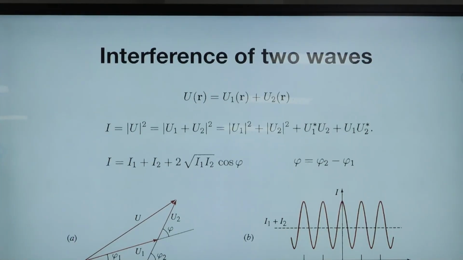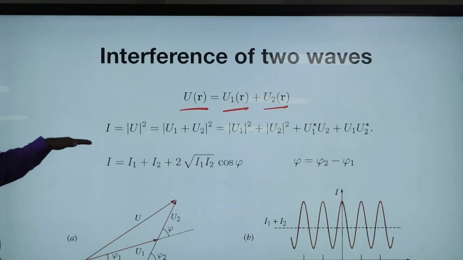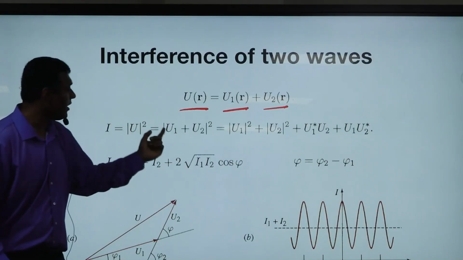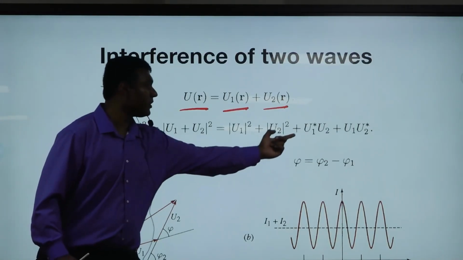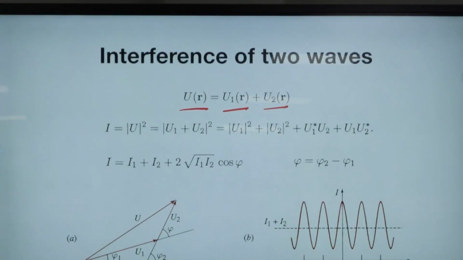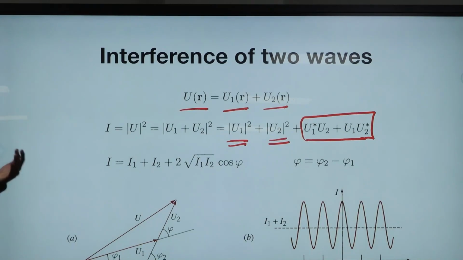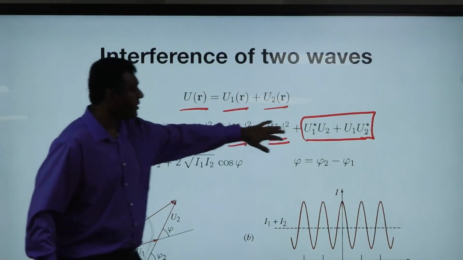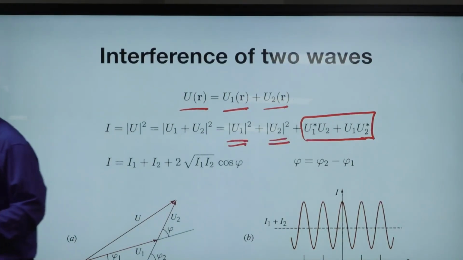In other words, you add u1 of r and u2 of r. I told you that the process of making a measurement of light is equivalent to finding the intensity, and when you find the intensity, you take the magnitude square. That's the definition of intensity. When you take the magnitude square, you have |u1 + u2|². So you will get |u1|² plus |u2|². This is the intensity of the first one alone. This is the intensity of the second wave alone. But there are these extra terms which are called cross terms. This is where interference happens. These are the terms because of which interference happens.